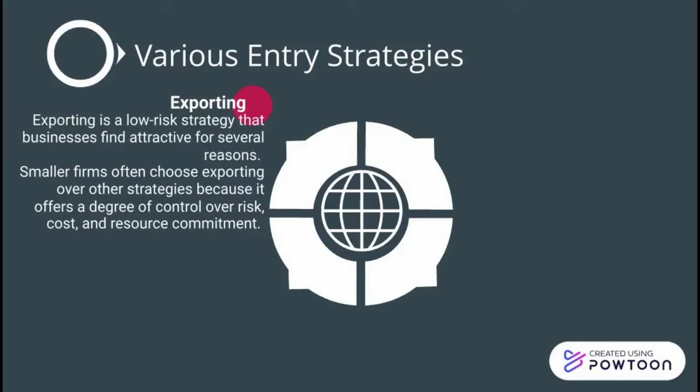Third, firms that face seasonal domestic demand might choose to market their offerings abroad to balance out seasonal demand in their revenue streams. Finally, some firms might export because there is less competition overseas. Smaller firms often choose exporting over other strategies because it offers a degree of control over risk, cost, and resource commitment. Smaller firms often only export in response to an unsolicited overseas order, which is also perceived as low risk.